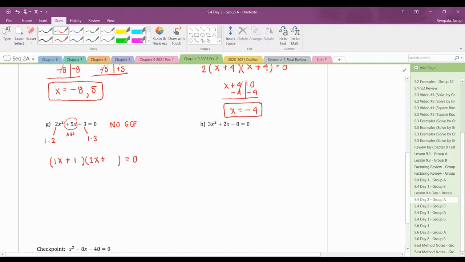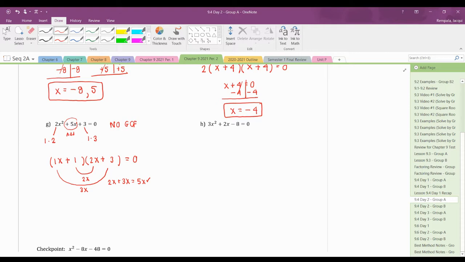I'm going to guess the 1 goes first and the 3 goes second, but now I have to check to make sure my guess is correct. So remember, to check, I multiply the outside terms together. 1x times 3 is going to give me 3x. I then have to multiply the inside terms together. 1 times 2x is 2x. Notice that if I add those like terms, I'm hoping to get 5x because that's what's in the middle. And lucky for us, that is exactly what we get. So we know that we guessed correctly.